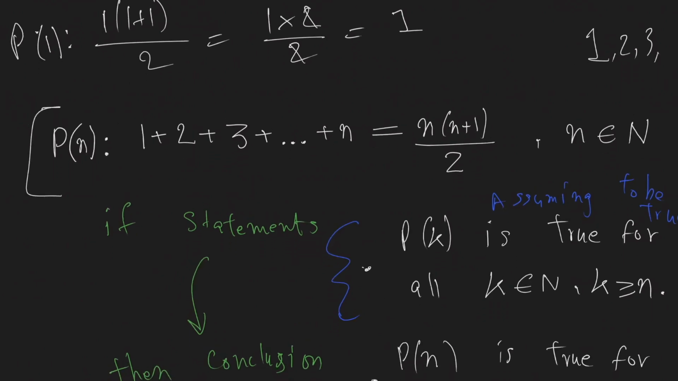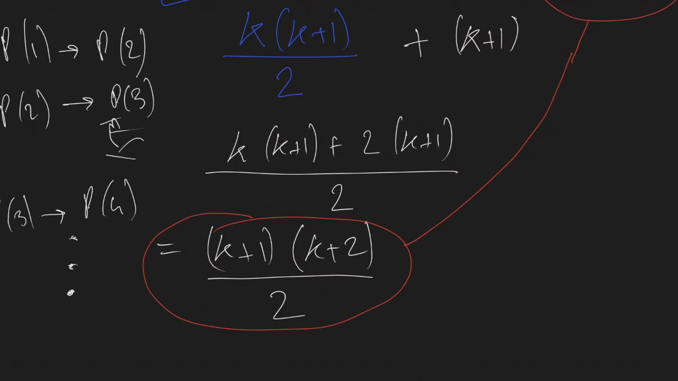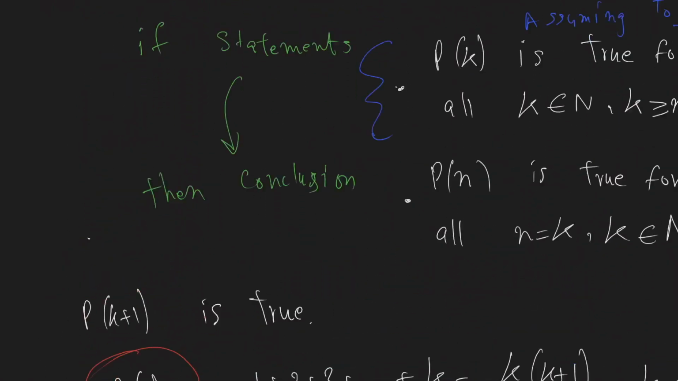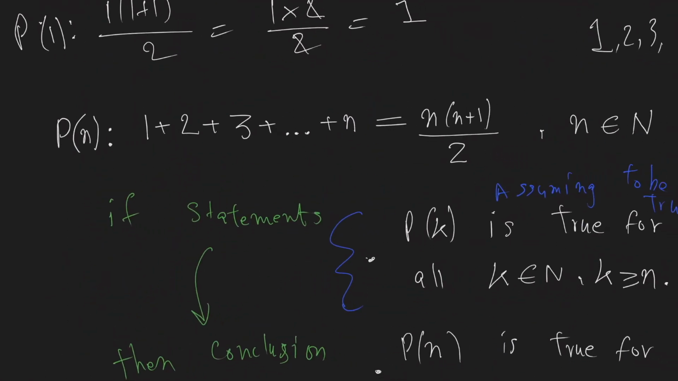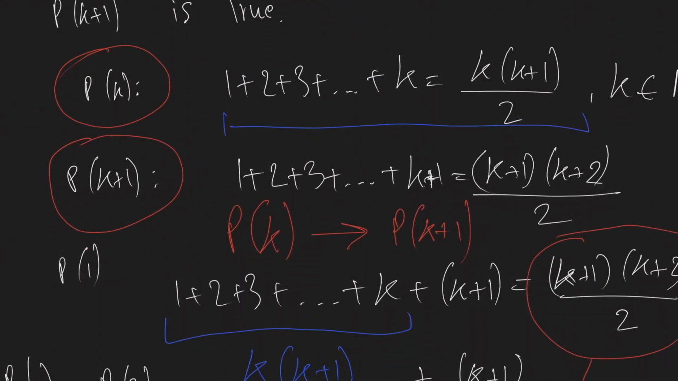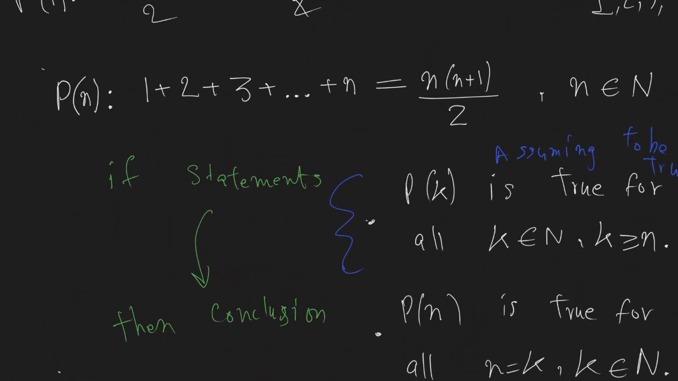Now again, I'm going to repeat this. First, we try to show that if pk is true, then that necessitates the truth of pk plus 1. And then we showed that our conjecture holds for the first term of our sequence. So it holds for n equal to 1. And because it holds for n equal to 1, and we know that pk plus 1 is true whenever pk is true, we can conclude that Pn is true, our conjecture is true, for all n in the set of natural numbers. And this entire deduction is called mathematical induction.